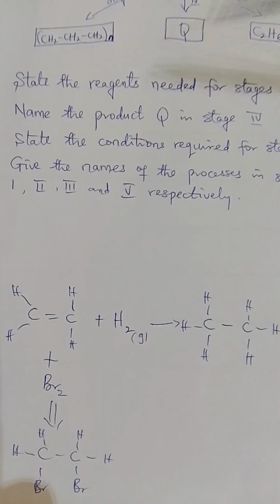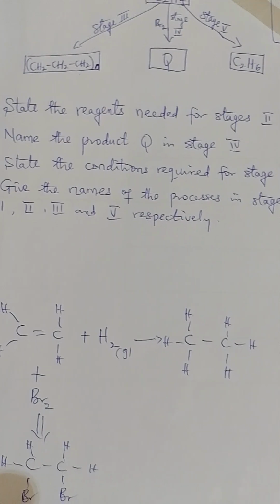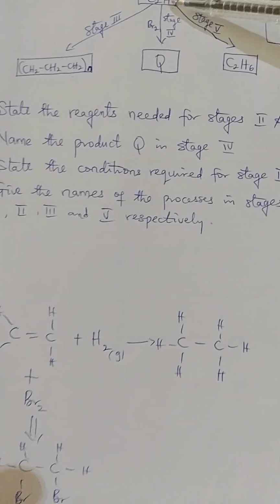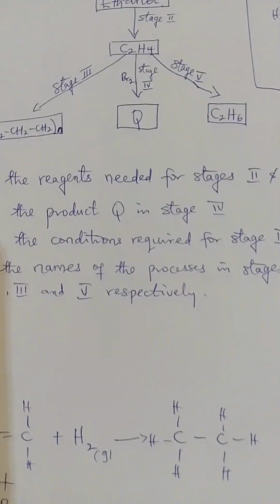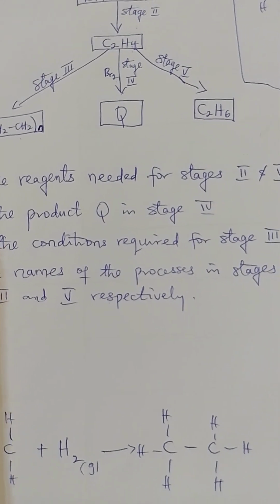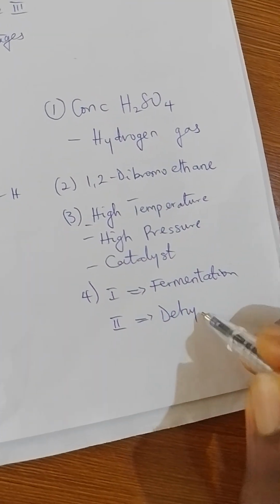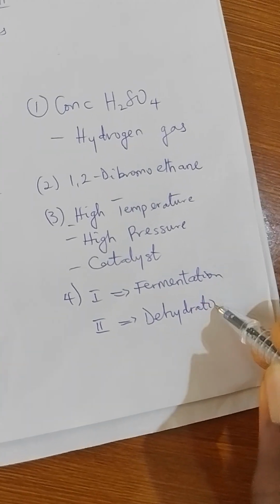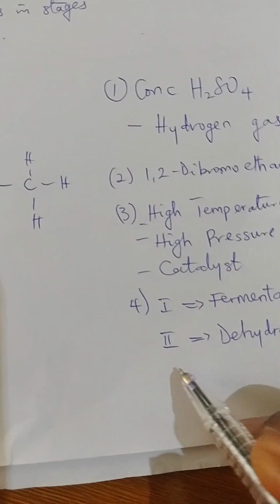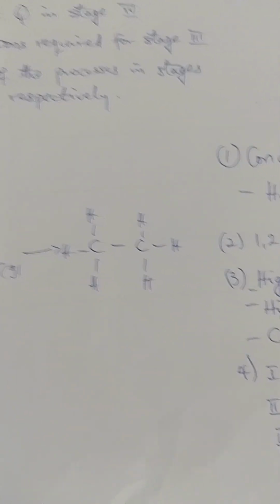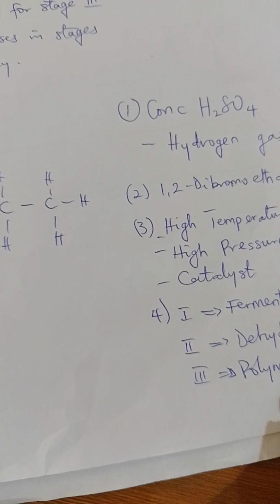The second one says the process in stage 2. What is stage 2? That is when ethanol changes to ethene. Of course, we have answered something like that before, when we were given question 1. That is dehydration. The process is dehydration. Now the next one is stage 3. What is the process for stage 3? I've just said that before. That is your polymerization.